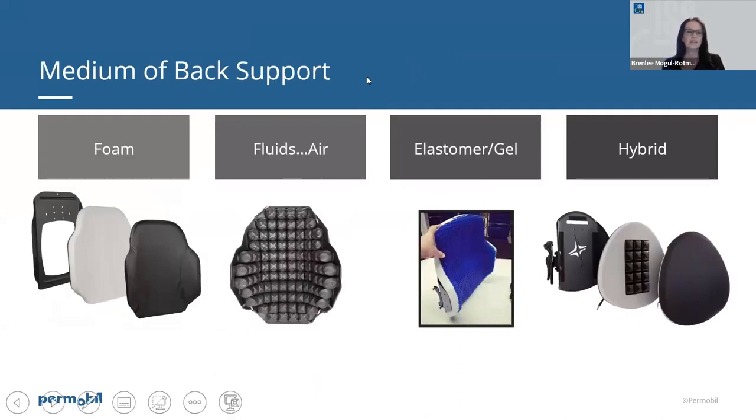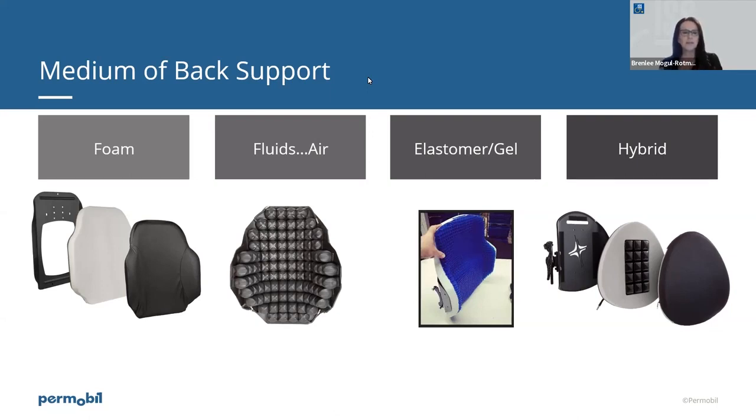And within the back shell itself, we're going to have various options related to the medium or the material of the padding. So we know that quality foam can allow for good immersion and envelopment of a person's shape, can provide comfort and some pressure management. We want to be cautious with foam of potential shear and friction, as well as the holding of heat.